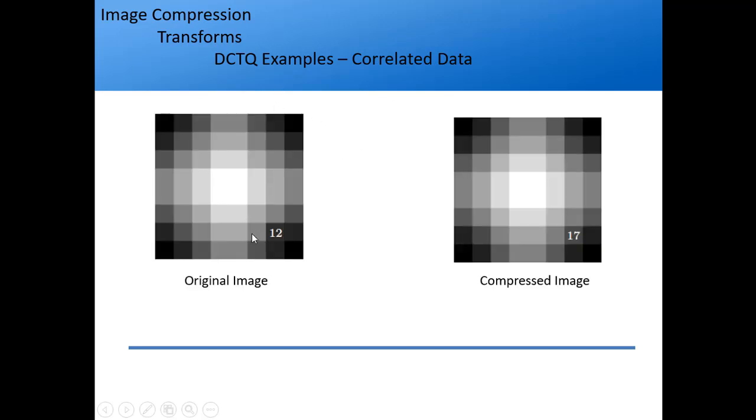So this is the example of an original image. Again you see it is changing very slowly. So this is a correlated image. If you compress this, this is the image compressed using software. You see approximately both are the same. You cannot see much difference there.